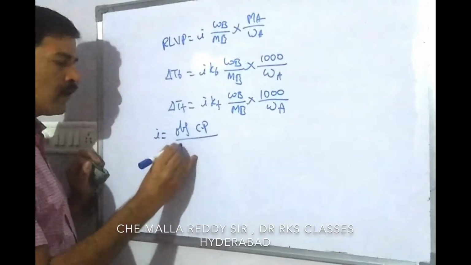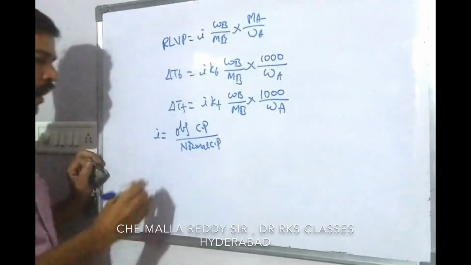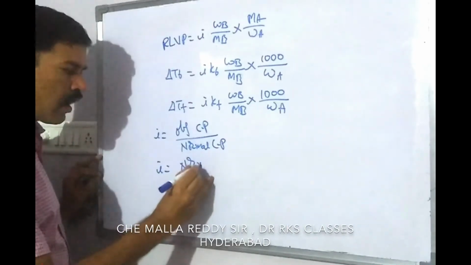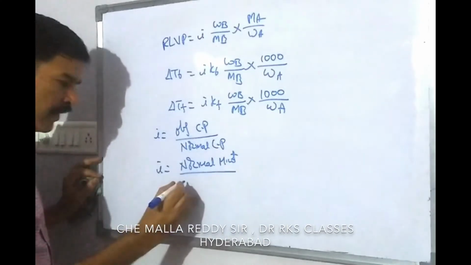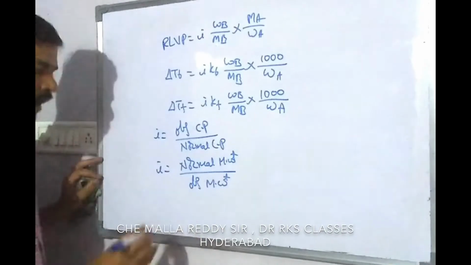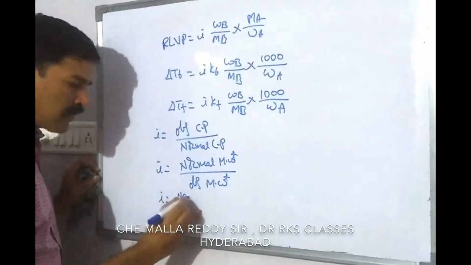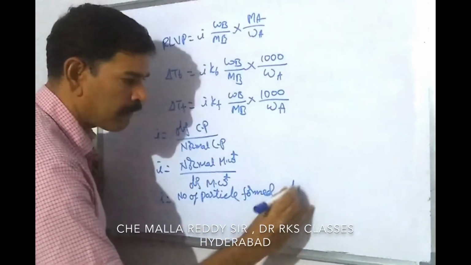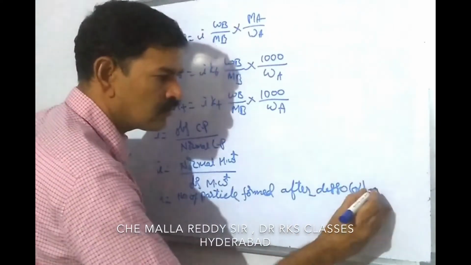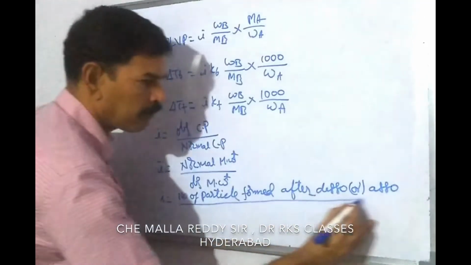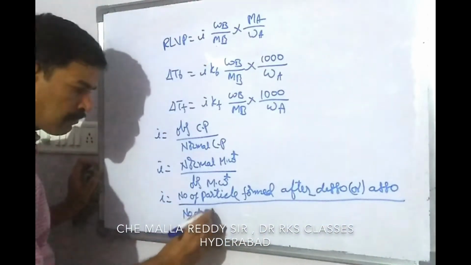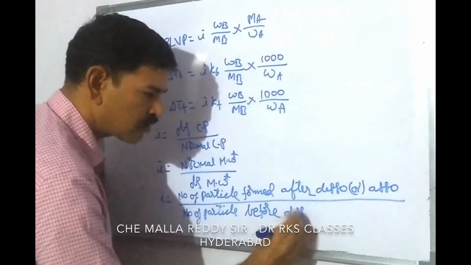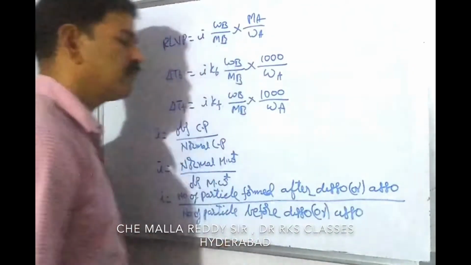observed colligative property by normal colligative property, or i is equal to normal molecular weight of solute by observed molecular weight, or i is equal to number of particles formed after dissociation or association by number of particles before dissociation or association. These are important.